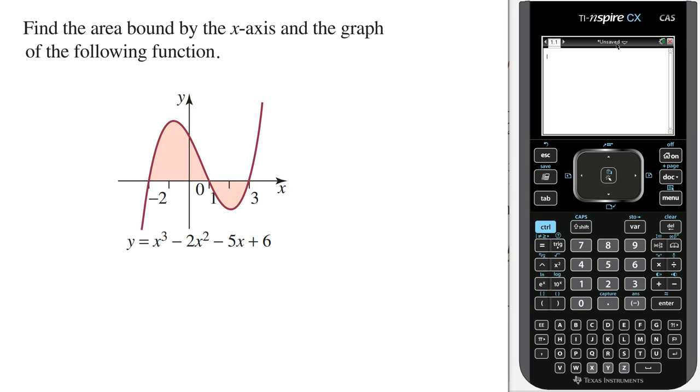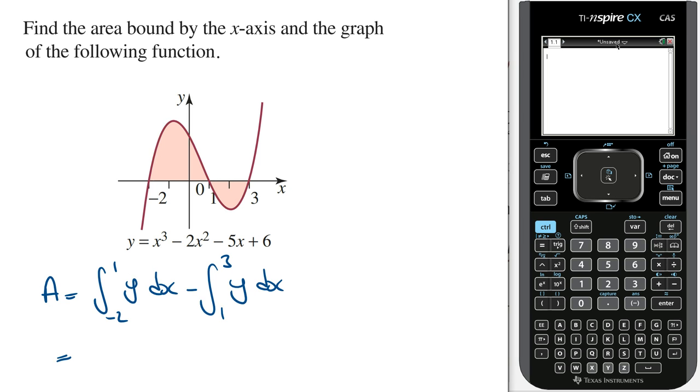One way we could write the total area is the integral from minus 2 to 1 of the function y dx minus the integral from 1 to 3 of the function y dx. If we use the other method, we can write this as equivalent to the integral from minus 2 to 1 of the function y dx and then plus the integral from 3 to 1, so we're swapping the terminals of the function y dx. Setting this up in the calculator, we can work this out.